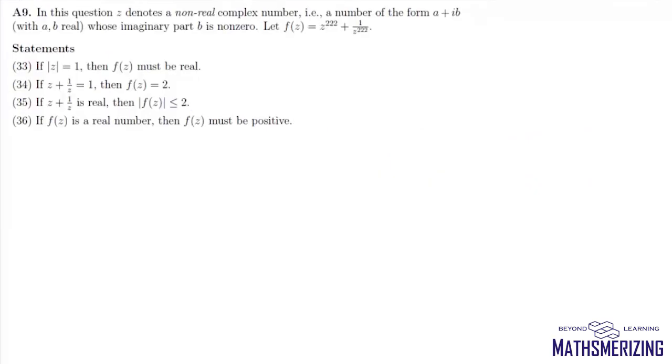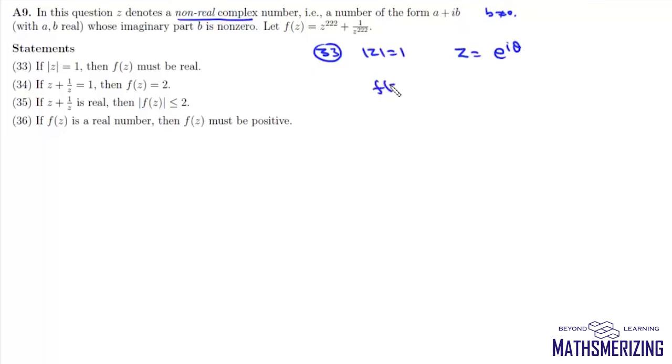Now in A9, we are given a non-real complex number, that is a number of the form a plus iota b, where b is unequal to 0. And f(z) is z to the power 222 plus 1 upon z to the power 222. Now statement 33 is, if mod of z is 1, then f(z) must be real. So if mod of z is 1, then z is basically e to the power iota theta.